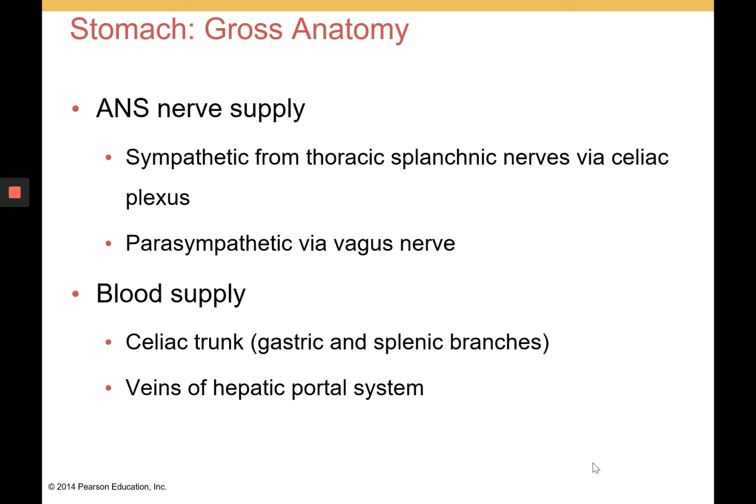The stomach does have a vascular and nerve supply. The nerve supply is of the autonomic nervous system, so there are sympathetic and parasympathetic nerves that go to the GI tract and the stomach. The blood supply includes the celiac trunk, and veins of the hepatic portal system actually drain blood from the stomach and have it looked over in the liver to make sure there's no pathogens in it.